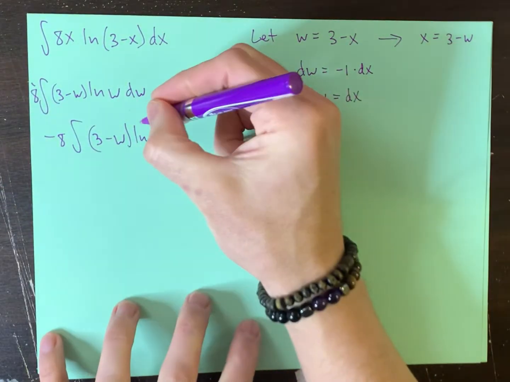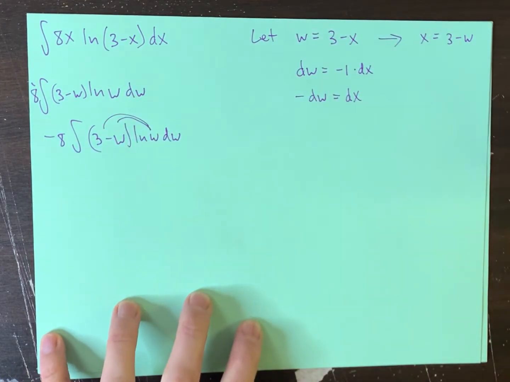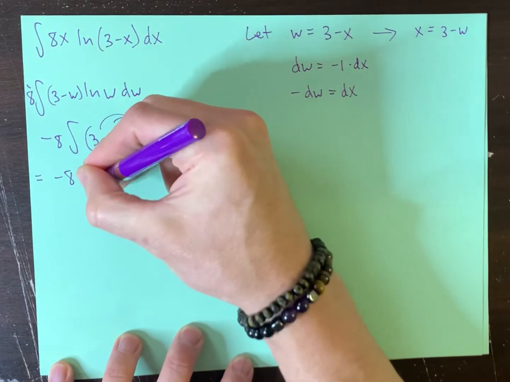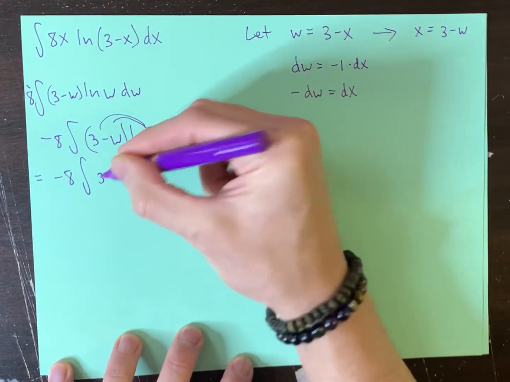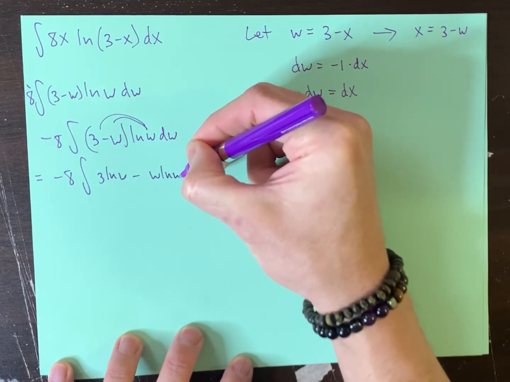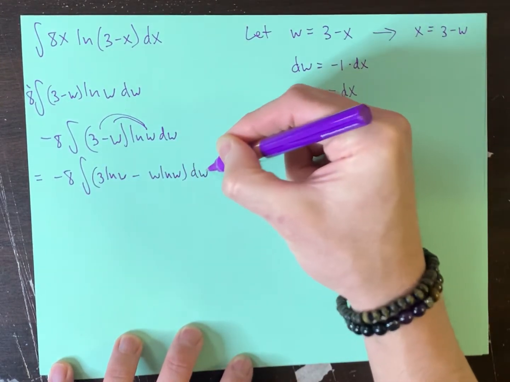What if we distribute the natural log of w? So that would equal negative 8 integral, then we'd have 3 ln w minus w ln w. All of that is dw.